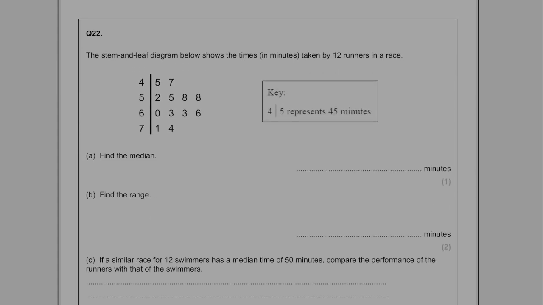Right, question 22. The stem and leaf diagram below shows the time in minutes taken by 12 runners in a race. Okay, find the median. So the median is going to be the middle value. So if I've got 12 runners, I could top and tail these. I prefer to do it this way though. Divided by 2 is going to be 6.5. So I'm after the 6th and the 7th value.